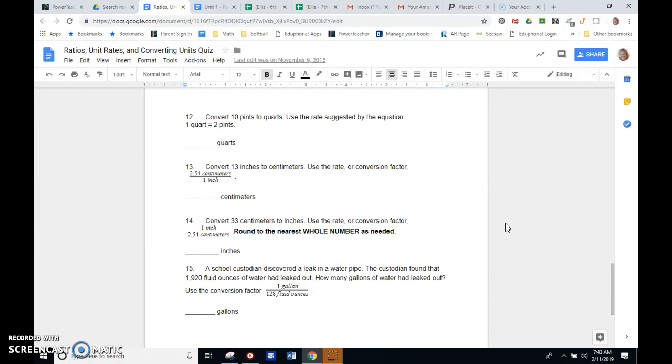Number 13. Convert 13 inches to centimeters. Use the rate or conversion factor 2.54 centimeters to 1 inch.